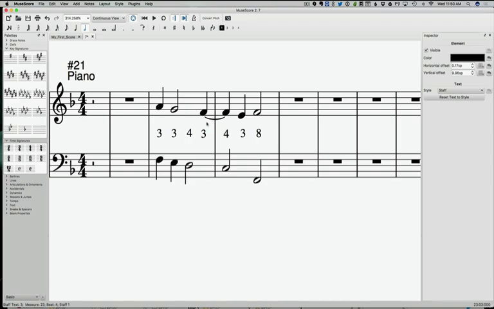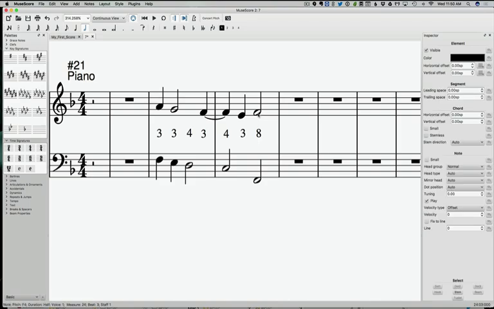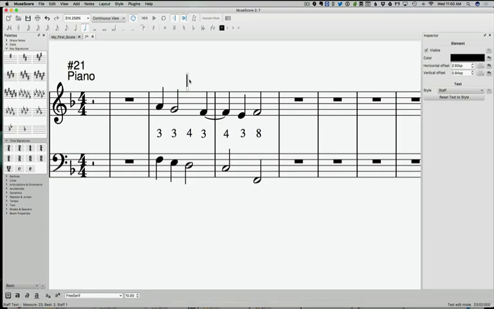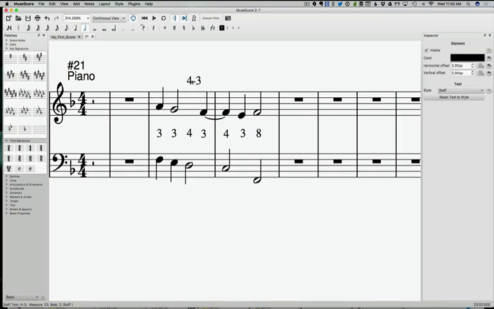So this is a 4-3 suspension. And this is another 4-3 suspension resolving to an octave. So if we wanted to label that, we would write 4-3 up here. And then the same thing here. So that would be a 4-3 suspension, 4-3 suspension, because of the interval of a fourth resolving to a third. Okay? So really similar to the way they worked in the past with a couple of exceptions, a couple of changes. And that gives us suspensions.